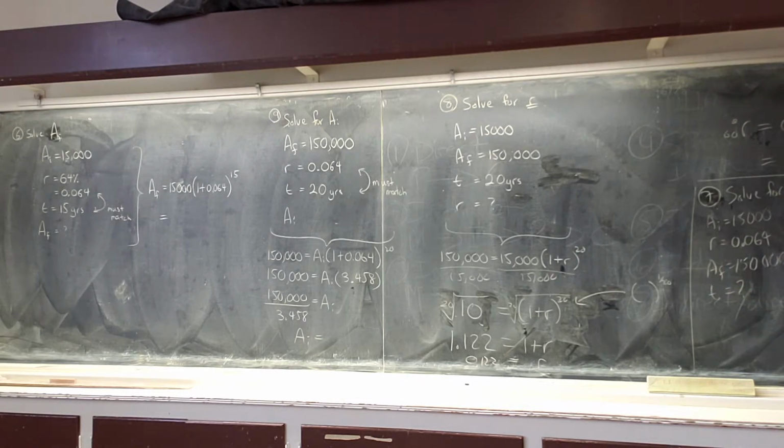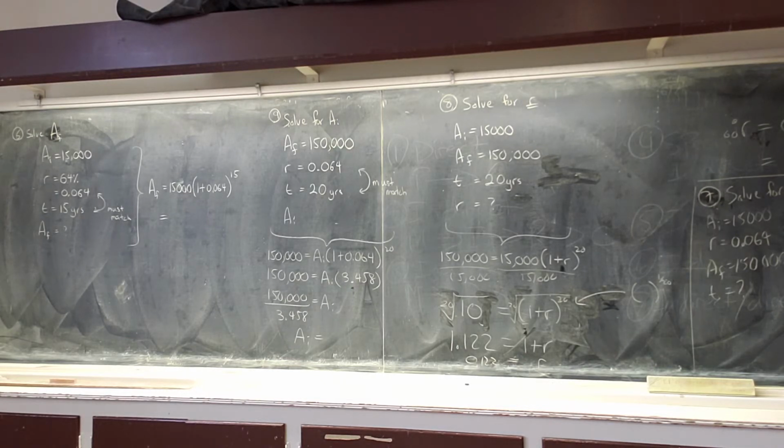What is time? In other words, $150,000 is equal to $15,000 times 1 plus 0.064 to the power of some value I do not know. And at this point in time, I have not taught you logarithms. Unless you have someone else teaching you, or you come see me privately and ask me to show you logarithms, I can. But otherwise, there is no other way to figure out the exponent unless you guess and check. That's the other side of the coin when it comes to exponents that we haven't touched yet.